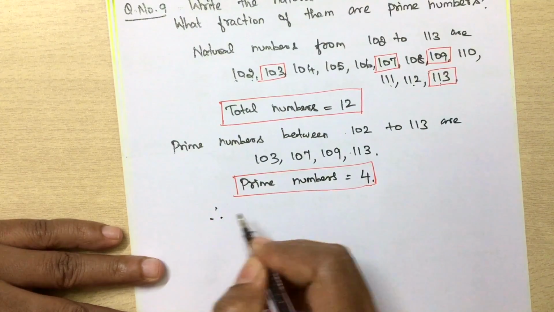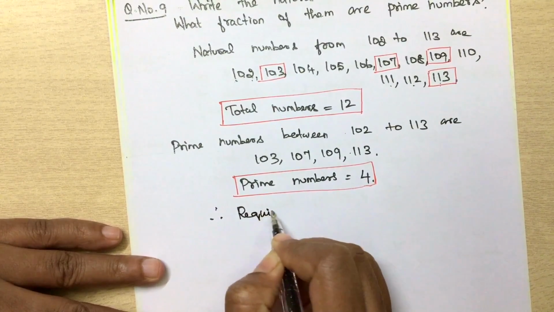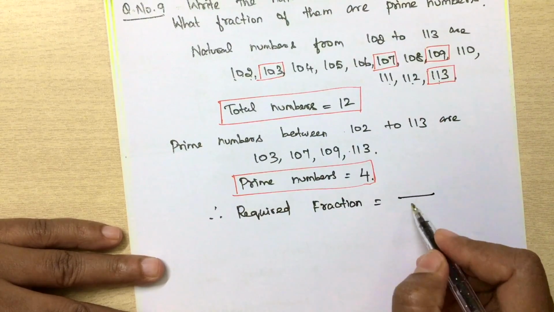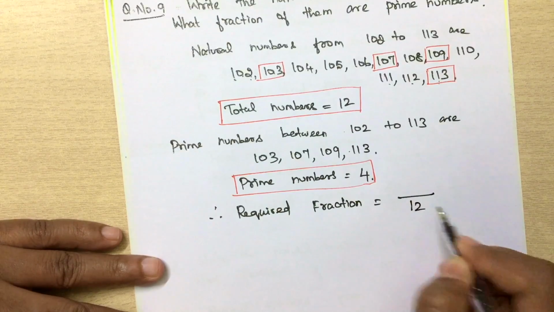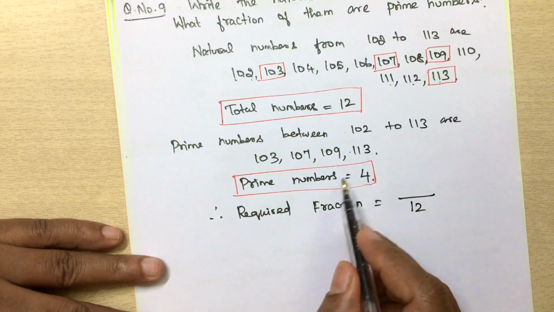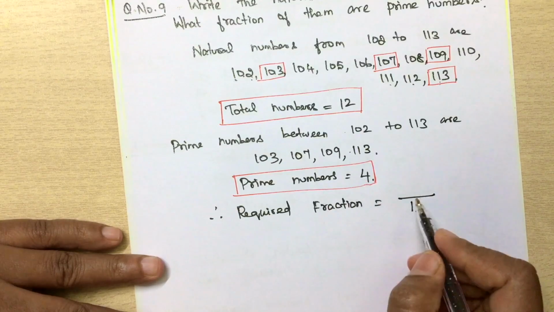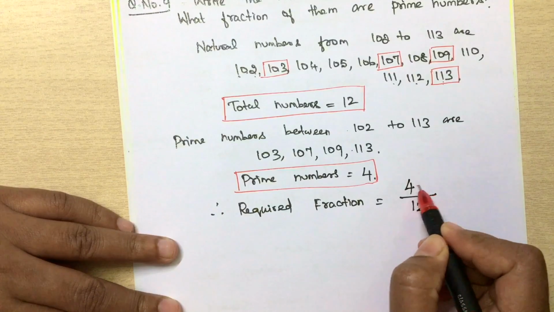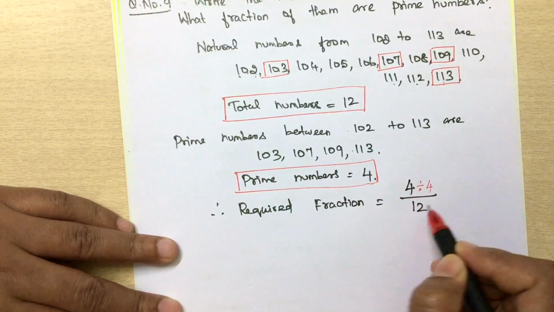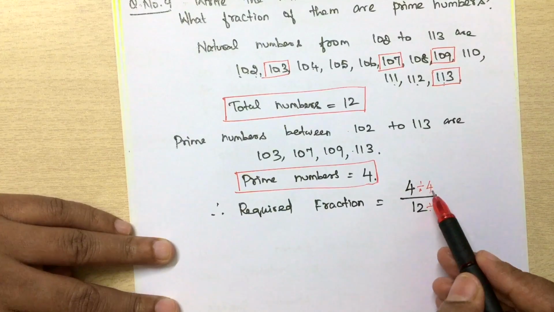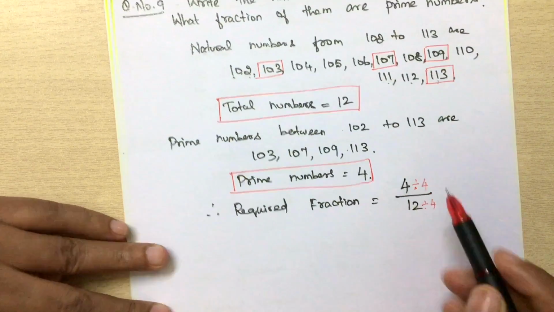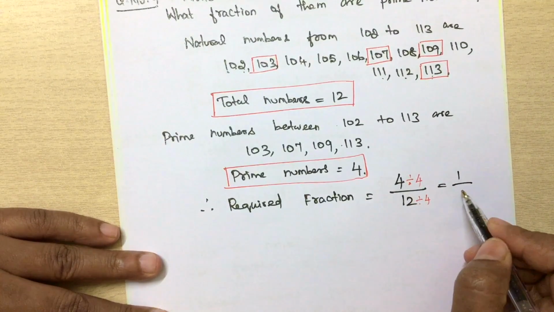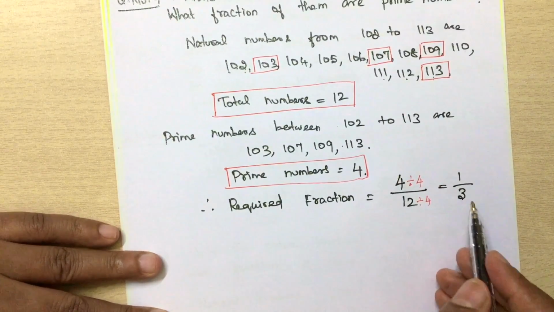Now let us write the fraction. Required fraction is, always write the total in the denominator, that is in the bottom, 12. And in the numerator you have to write what the question asked. Question is about the prime numbers. How many prime numbers are there? 4. Okay, we can simplify 4 and 12. We can divide both the numbers by 4. So always make sure you use the same number for simplifying. So 4 divided by 4 is 1, 12 divided by 4 is 3. So what is the required fraction? It is 1 by 3.